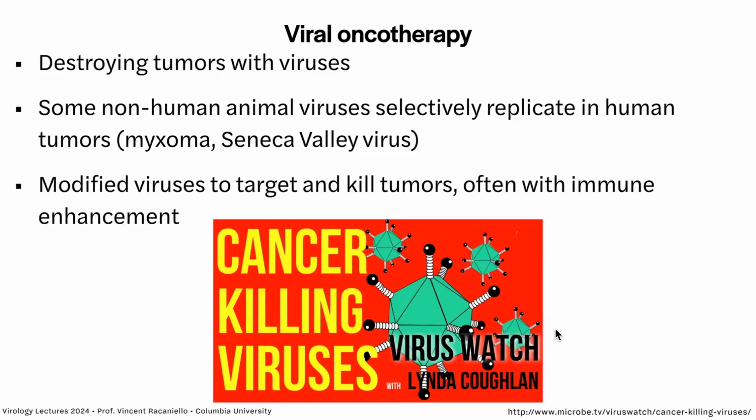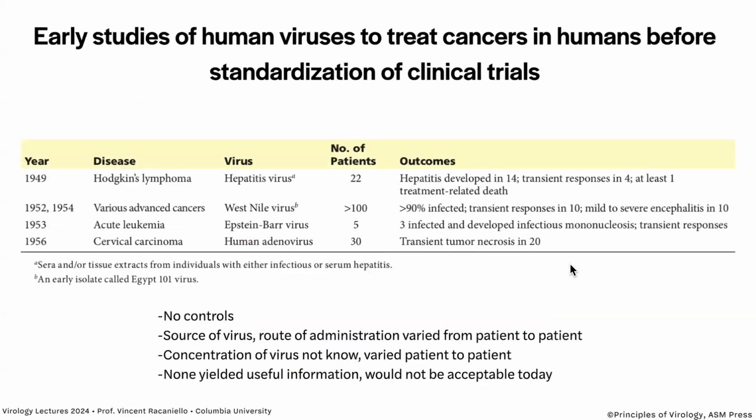A number of years ago, Linda Coughlin, who was a virologist at the University of Maryland, did an episode of Virus Watch about cancer-killing viruses. This story begins many years ago in the 40s and 50s, as you can see here. People had observed that certain individuals with virus infections, their cancers seemed to be doing better. So they did trials where they took a cancer and treated it with a different virus.